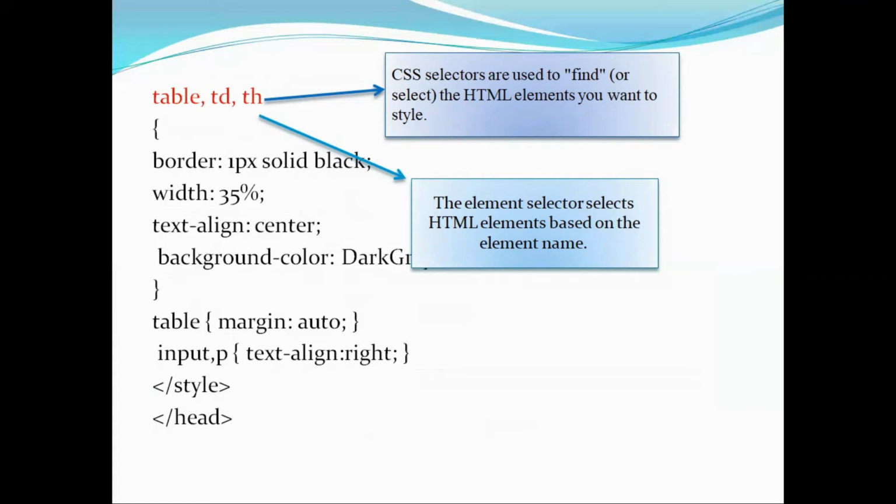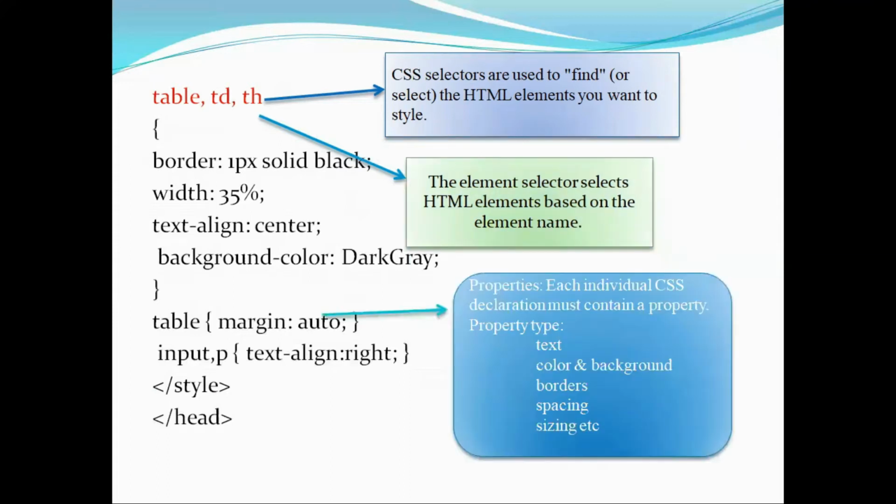The name itself tells that whenever these elements are present inside the HTML document, the properties which we have specified here will be applied to those elements. Next, these are called text properties, color or background, border, spacing, sizing, etc. Here we used different properties: the border of the table should be 1 pixel solid black, and the width, that is the sizing of the table, should be 35%.